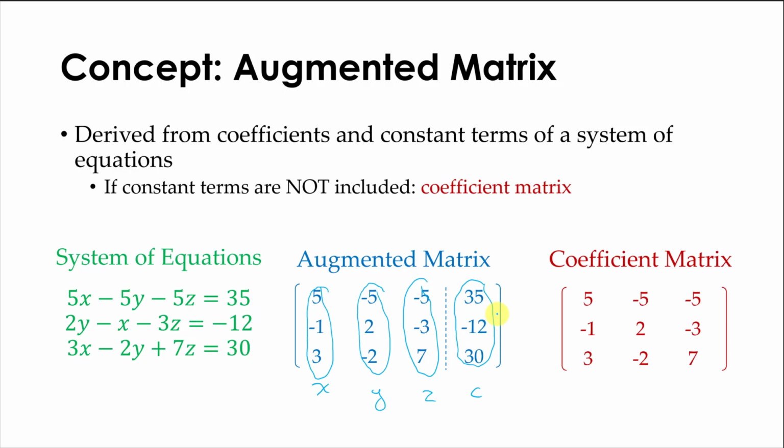If we were to take out our constant terms, then we'd be left with what we call a coefficient matrix. That's just getting rid of my constants column right there.